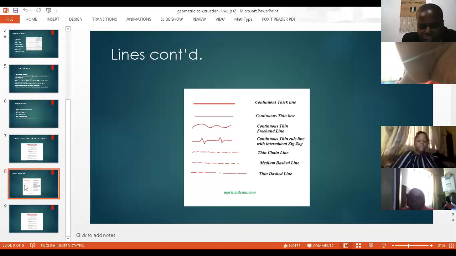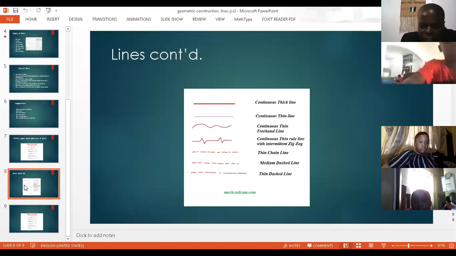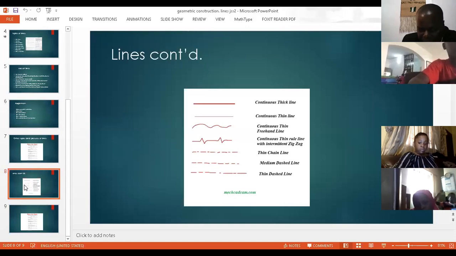You can see this is the type of line you see in the machine which they use in measuring heartbeat rate. Then you see thin chain lines, long, short with dash in between. Then medium dash line, long dash, long dash. You can see the difference between thin chain line and medium dash line. Then we have thin dash line. You can see the difference too. So let's go to the next slide.